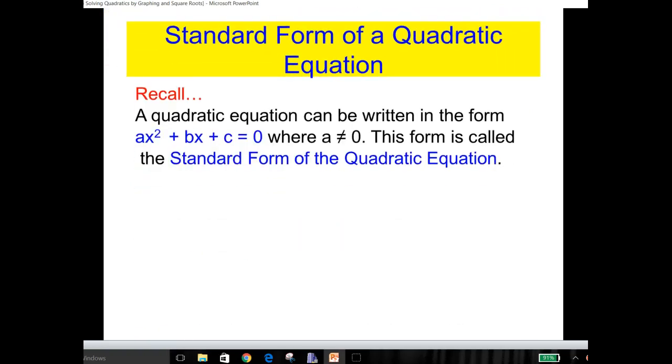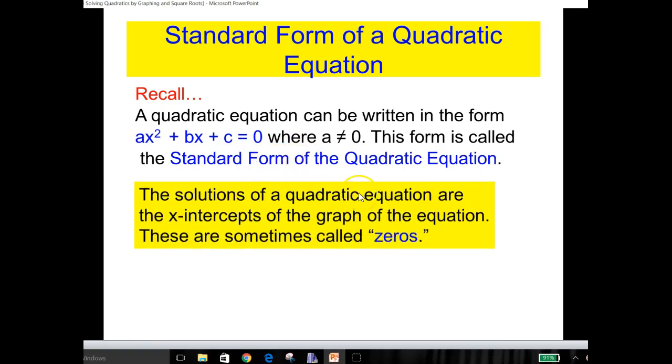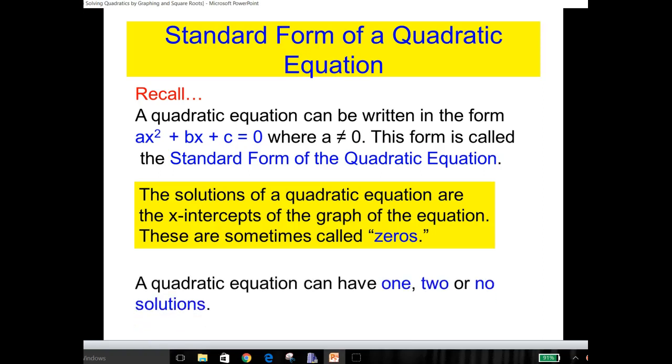If you recall, the standard form of a quadratic looks like ax squared plus bx plus c, and it's an equation now, so it equals 0. A can't be 0, of course, because then that would make it linear. The solutions, so what we're looking for when we're graphing quadratics, are what we call the zeros. That's where your parabola hits the x-axis. You're looking for the x-intercepts, aka the zeros. And a quadratic can have 1, 2, or no solutions.